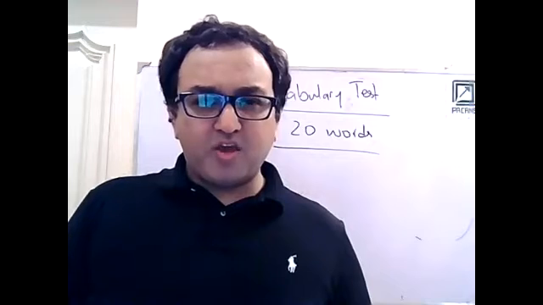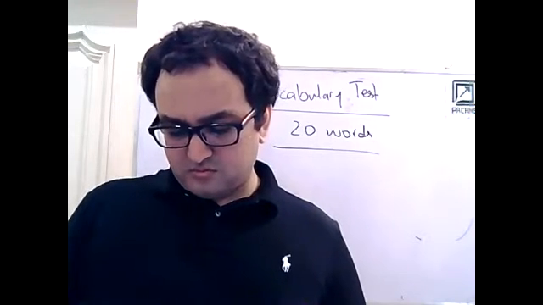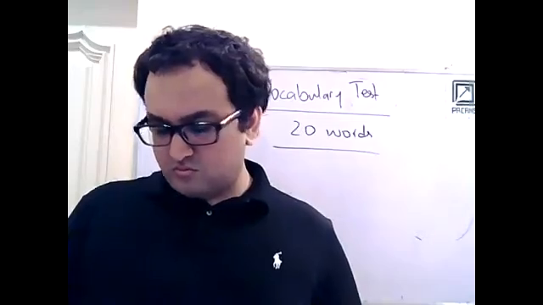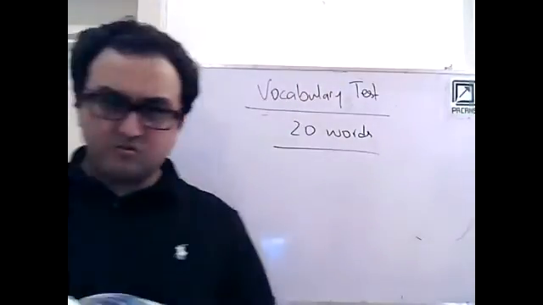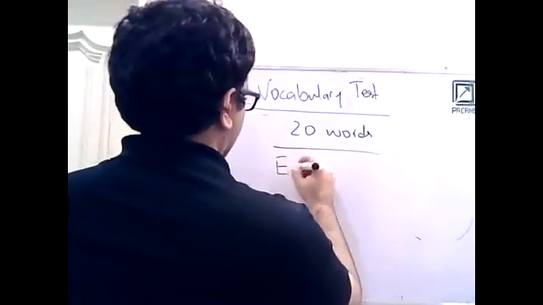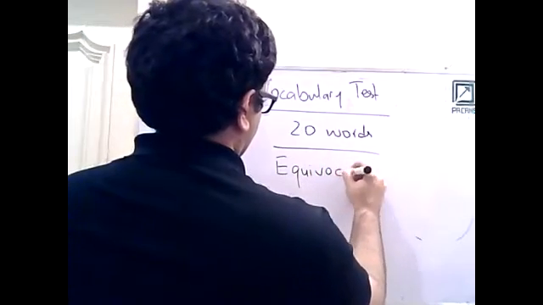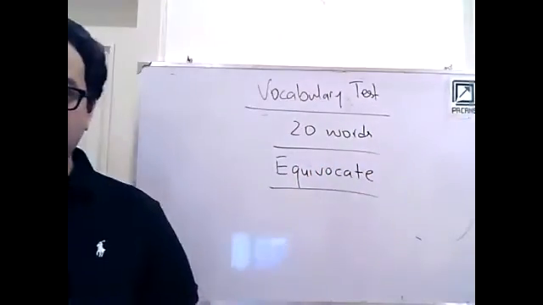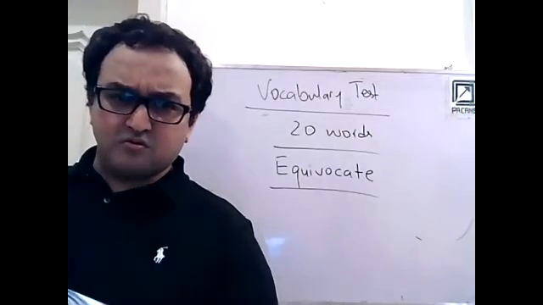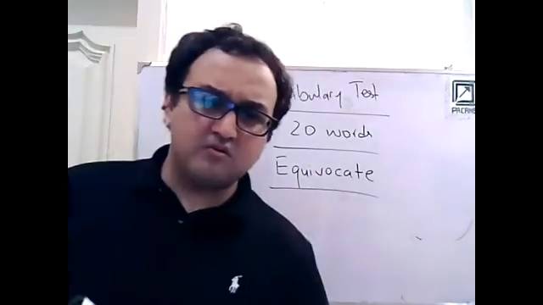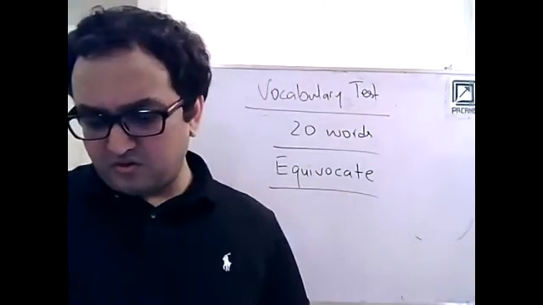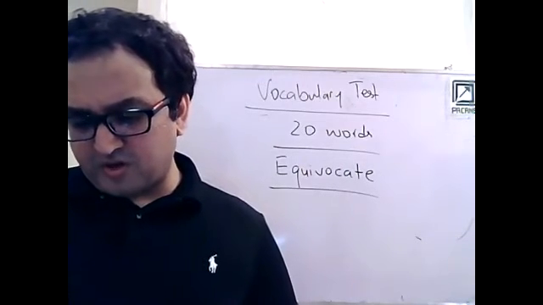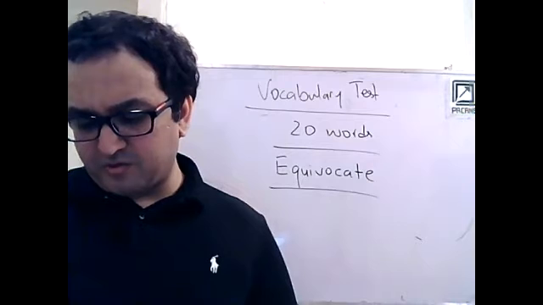Have you heard of the word equivocate? No, sir. How do you spell it? Search it. I only heard it once, and that was in a movie, and I don't know what it was. It means when you are not telling the truth on purpose, you are just equivocating. You're being elusive.